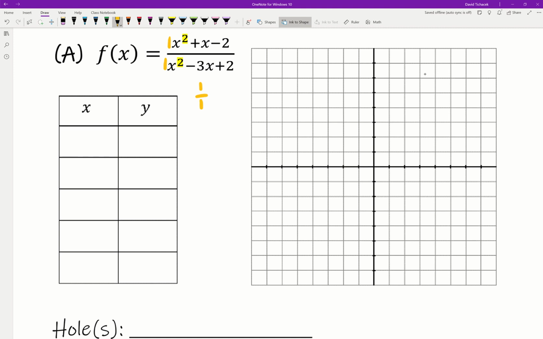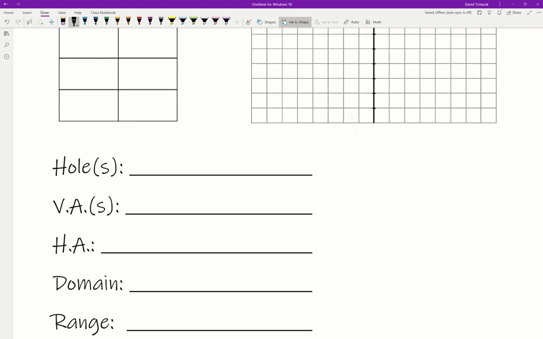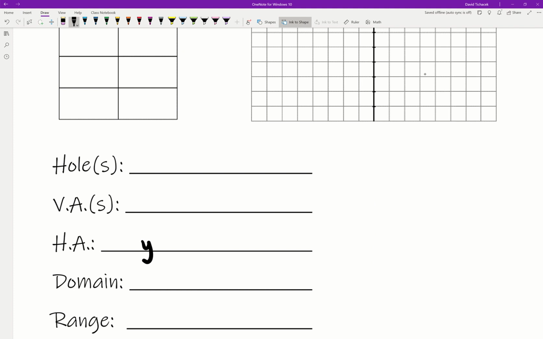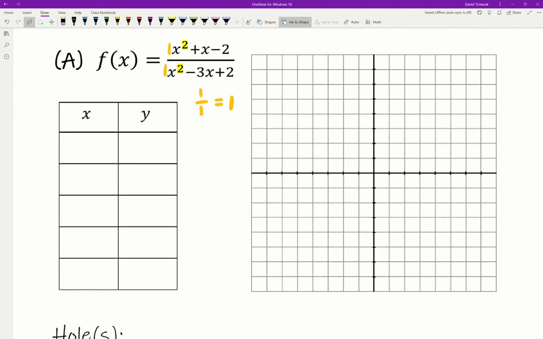So 1 over 1, that just simply turns out to be 1. And so down here on our horizontal asymptote, I would just simply say y is equal to 1. And that'll actually be the first thing that I draw here on my picture. I could use a straight edge for this, but I'm just going to go ahead and freehand it here.